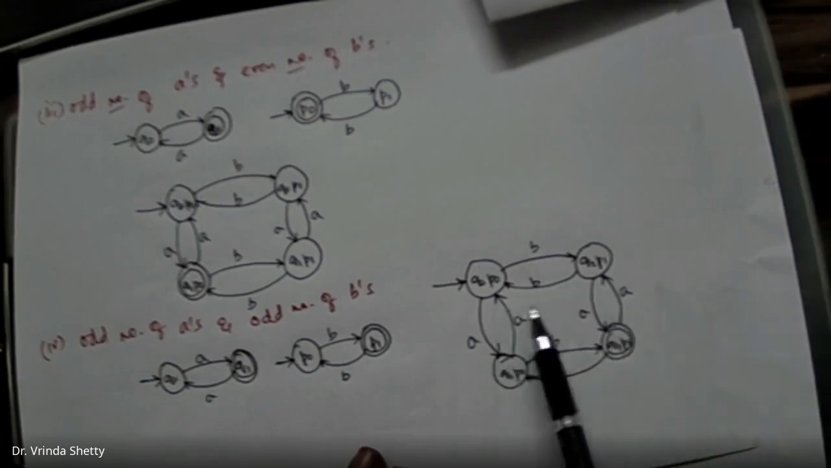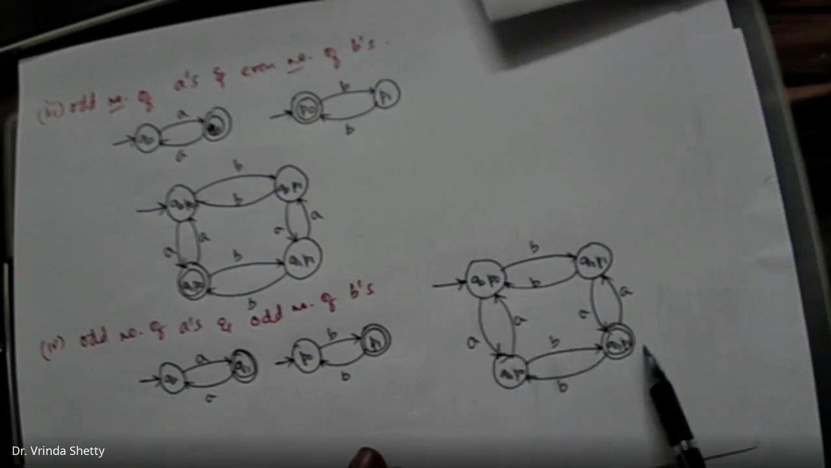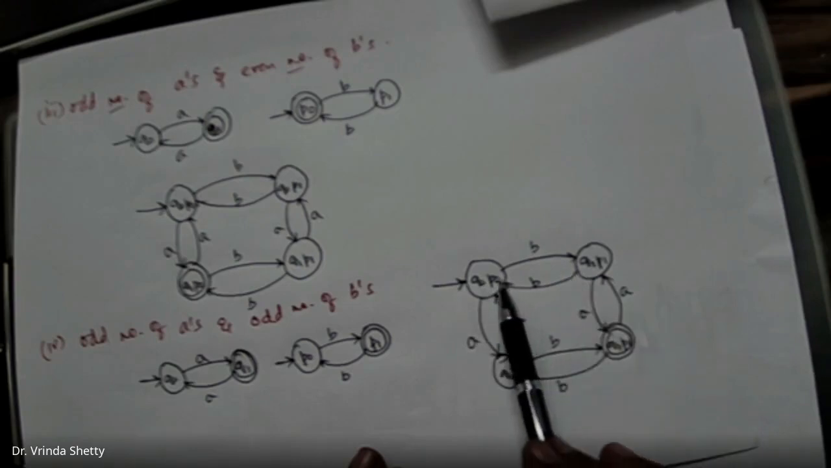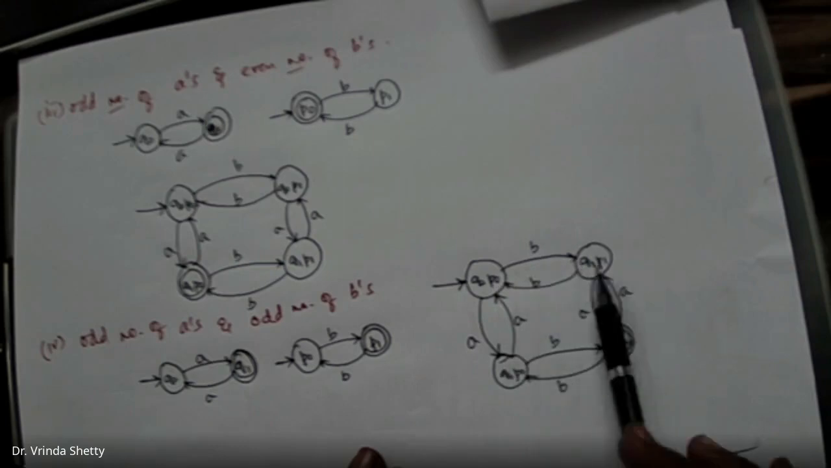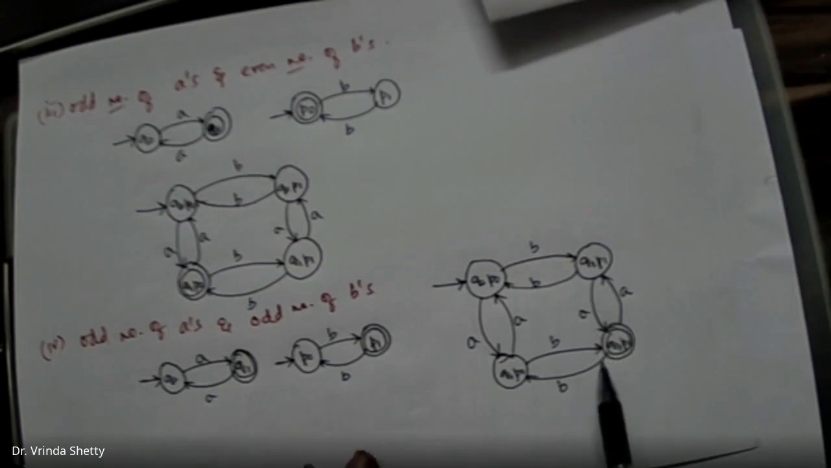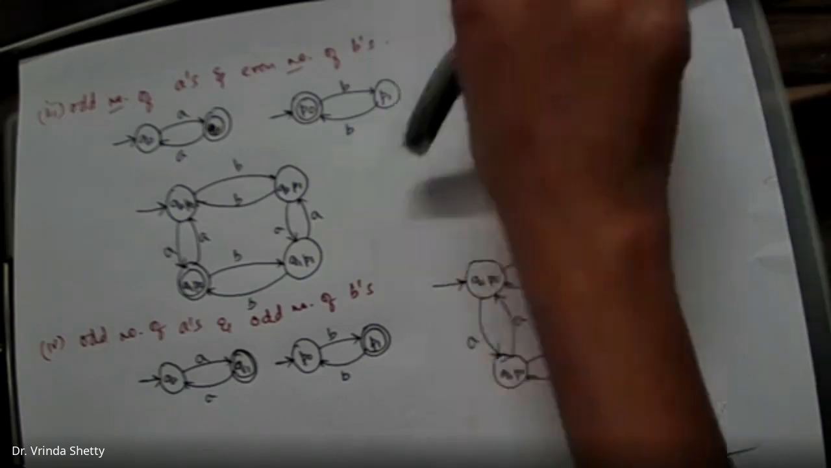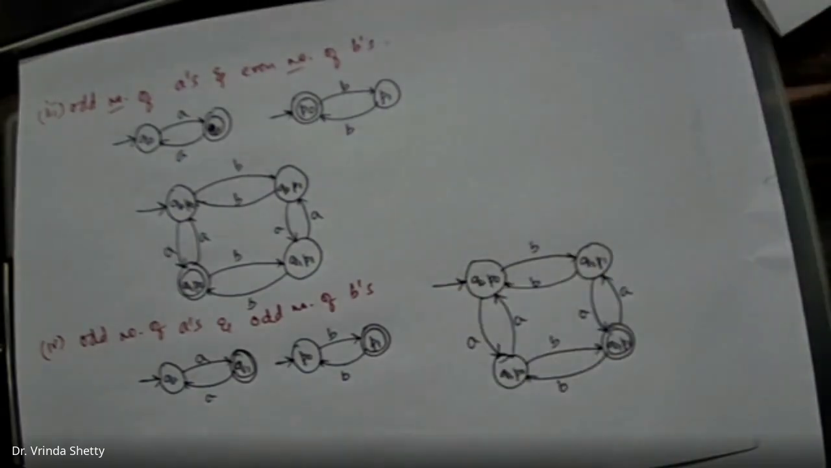See, check here, simple way: odd number of A's and odd number of B's. A, 1, B, 1, odd. Again, if you check here, 1, 1. Even, go to non-final state. Odd, come to a final state. This is how the DFSM machine we have constructed will accept the odd number of A's and odd number of B's. I hope it is clear.